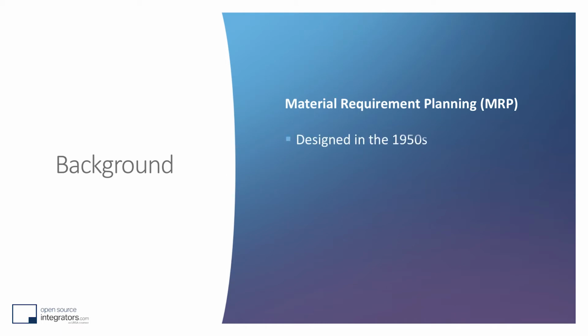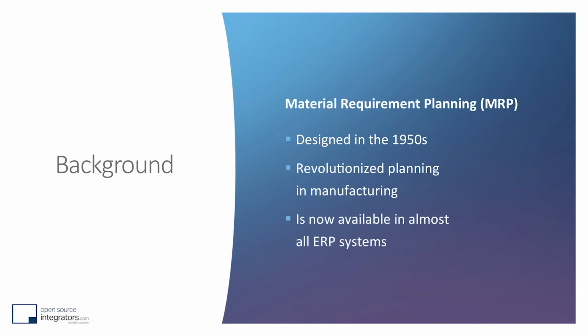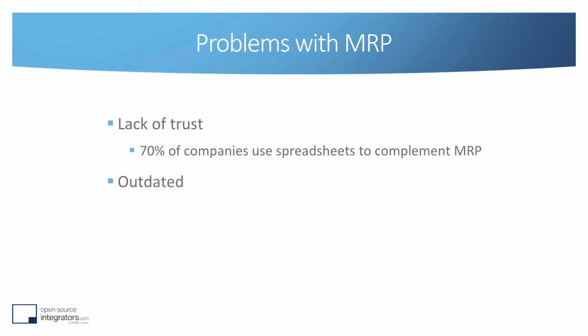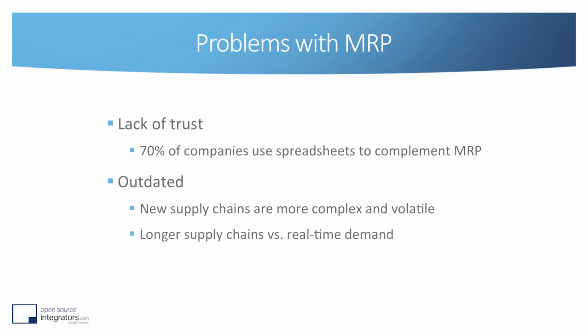Some background about material requirements planning. So MRP was designed in the 50s. It basically revolutionized the manufacturing industries to a point where it's now included in almost every ERP system. Problems with the MRP: today we have 70% of companies using spreadsheets because they don't trust the output of the MRP engine. And also, MRP was designed in a context where the supply chain was shorter, simpler. Today the supply chain is worldwide and people want everything right now, so it's real-time demand.